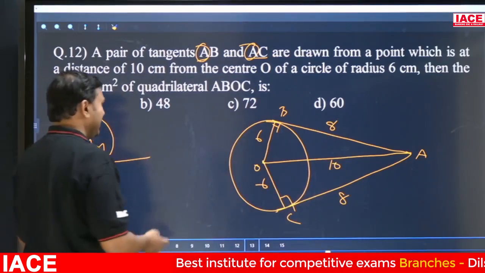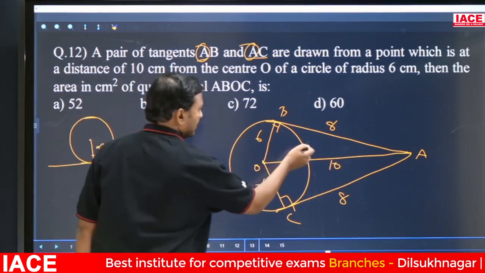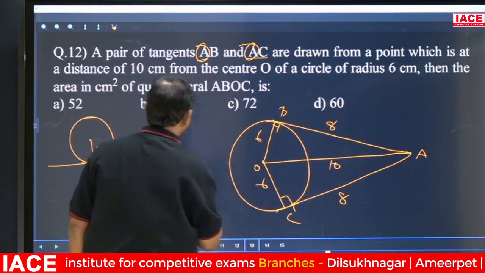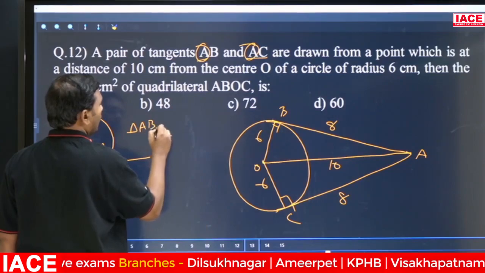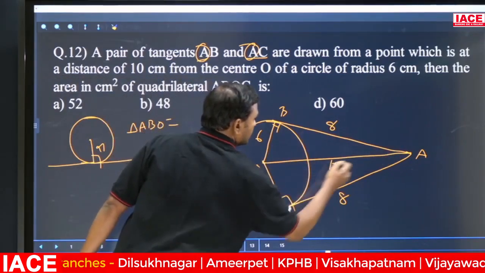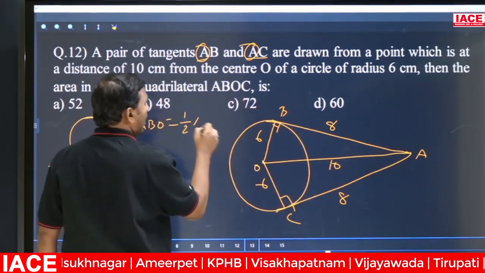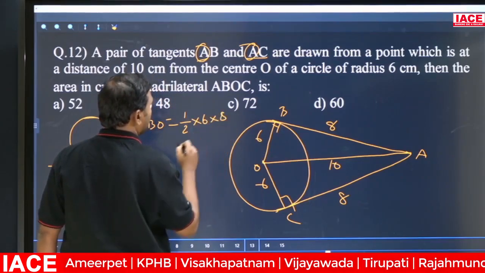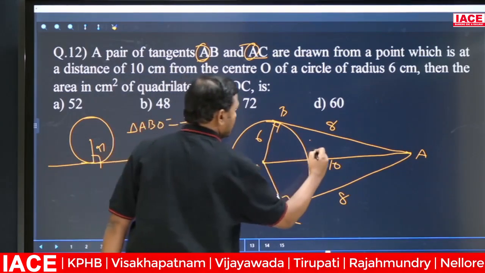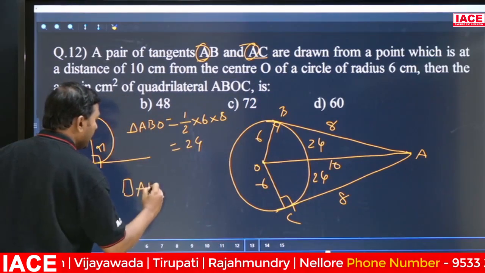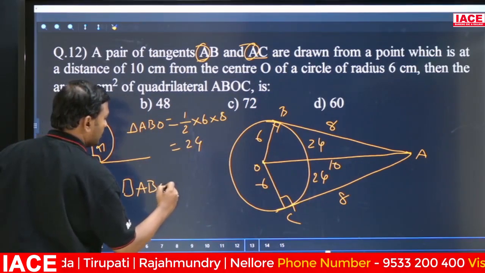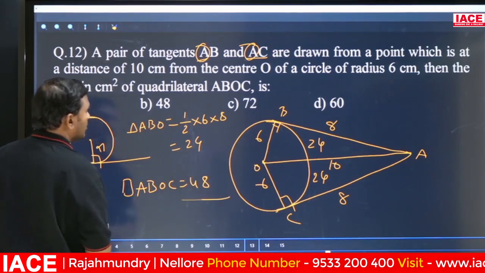So what is the area? Area is simple. What is this first area? Right angle triangle area. So area of ABO is half into base into height. Half into 6 into 8, that is how much? 24. So this area is 24, which means this other area is also 24. So what is the area of ABOC? That is 48.